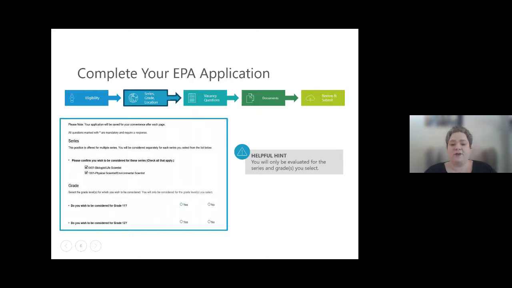For instance, 0401 is the series for a biologist or life scientist. Some announcements are open to multiple series, grades, and locations, so pay close attention to those parts. And when in doubt, select them all because you will only be evaluated for the series and grades that you select.